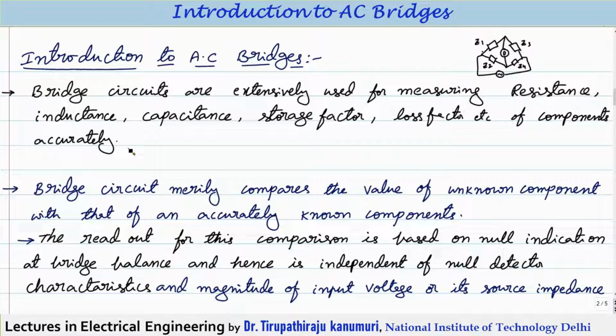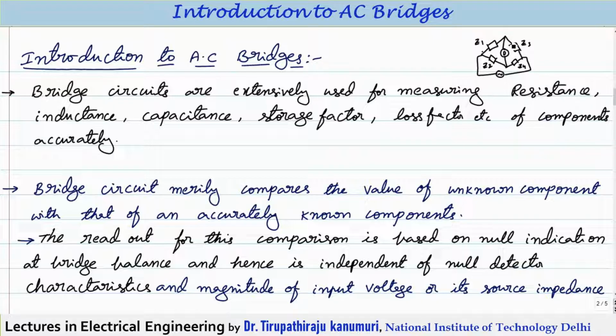The major advantage of this bridge type circuit is that it will have a bridge like this having 4 impedances, that means 4 branches, and it will be supplied from a source at 2 junctions, and across the remaining 2 junctions one detector will be connected. This detector should show the 0 reading, and in that condition we say that the bridge is balanced. That means you will vary the component values in such a way that the detector will show the null reading.